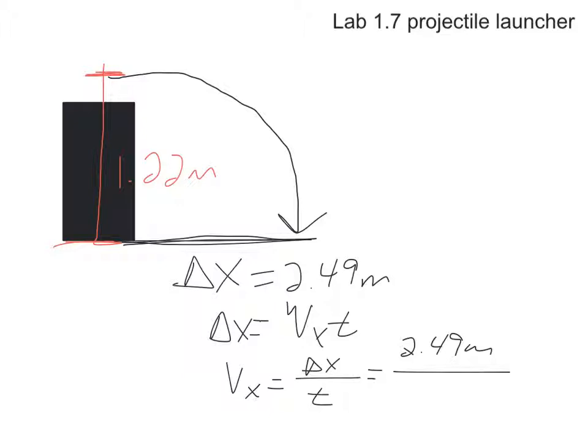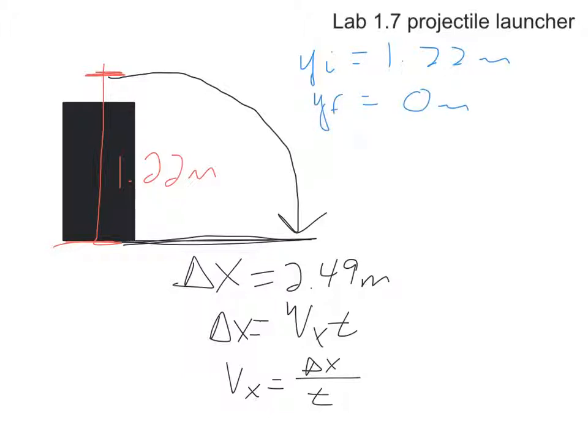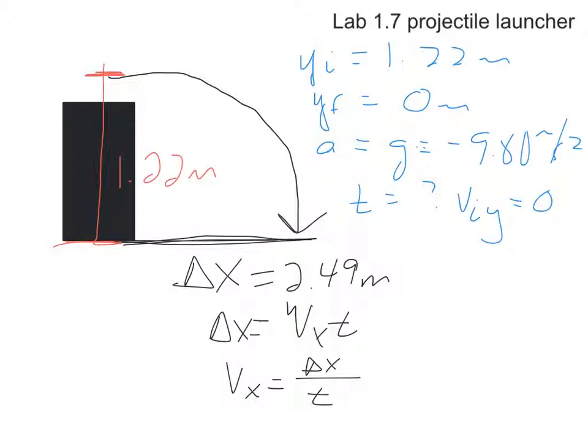In the y direction, my y initial is going to be that 1.22 meters. My y final is going to be 0 meters because that's going to be on the ground. A equals g equals negative 9.8 meters per second squared, and I'm looking for t. And the other thing is, because this is shot straight horizontally, v_iy is 0. There is no initial velocity in the y direction.